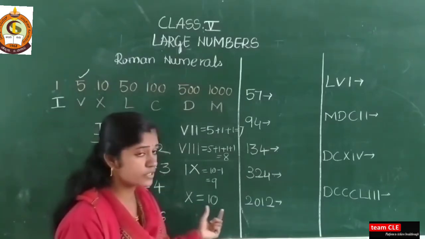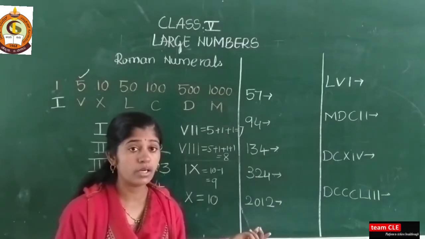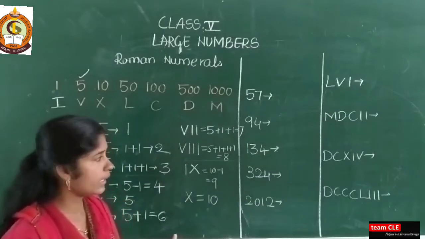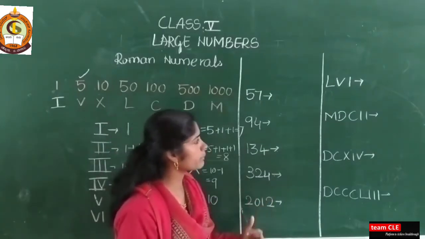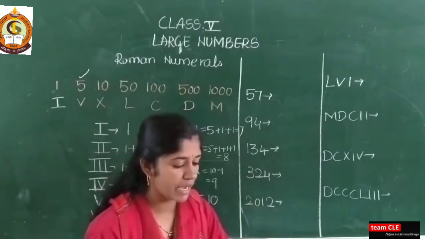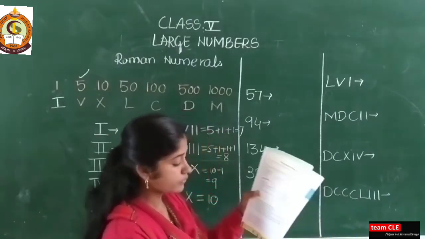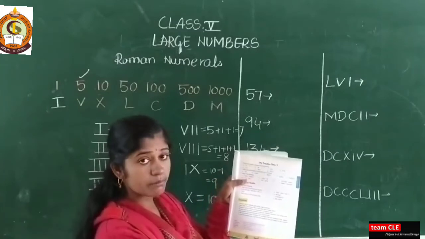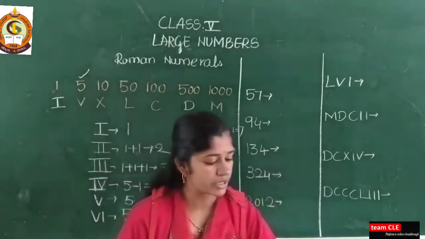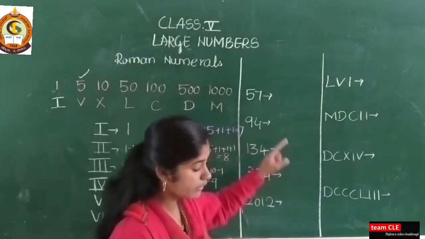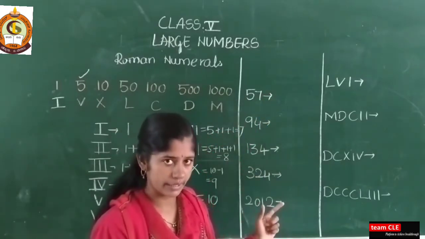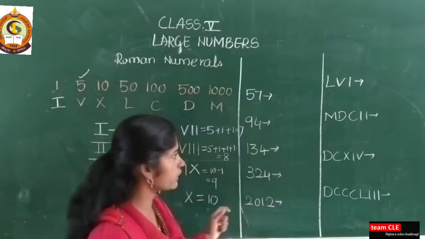If you know these rules, then you can write so many examples. So here I took some examples from your My Practice Time 7, page number 89. See here, the first question: write the Roman numerals for the following.